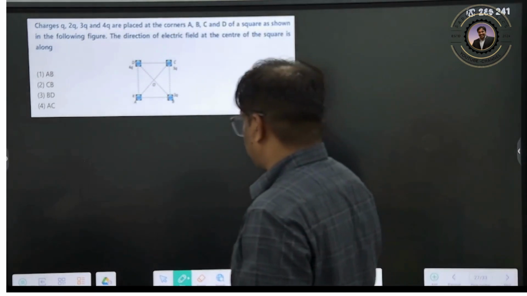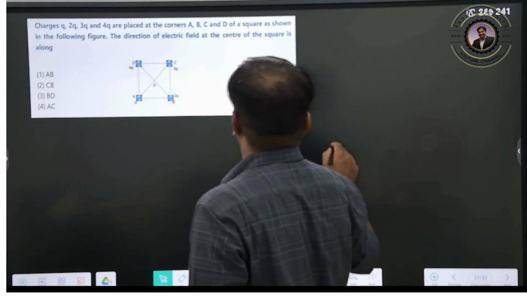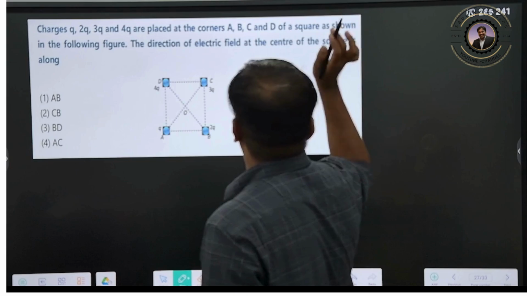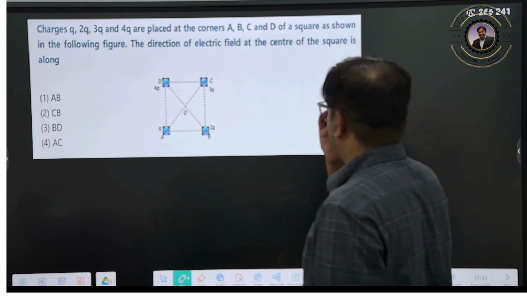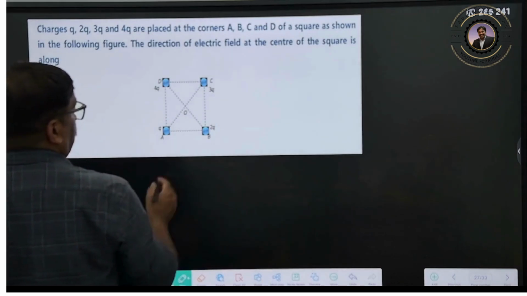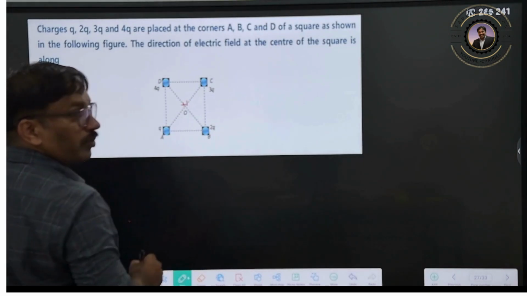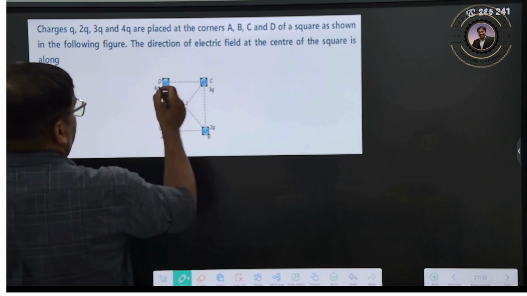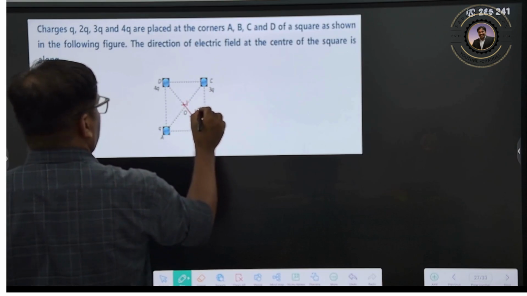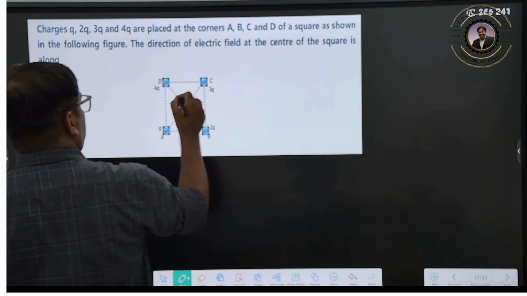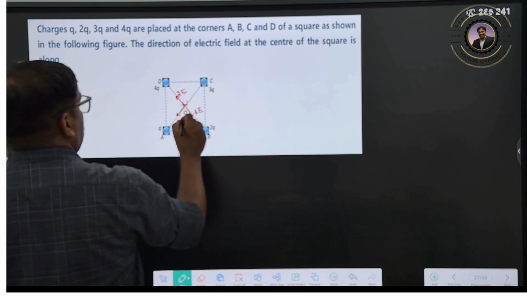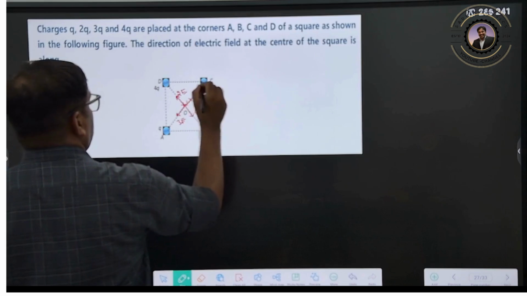Clear? Now let us see this concept. Some charges are placed at the corners of this square. Find the direction of the electric field at the center of the square. So what will be the direction here? If you want to calculate, you have to assume plus 1 coulomb. Plus 1 coulomb means what will happen? This 4q, so here it will be 4e. Due to this one, 2e. Correct? So this is due to this one, 3e. This distance is nothing but e.